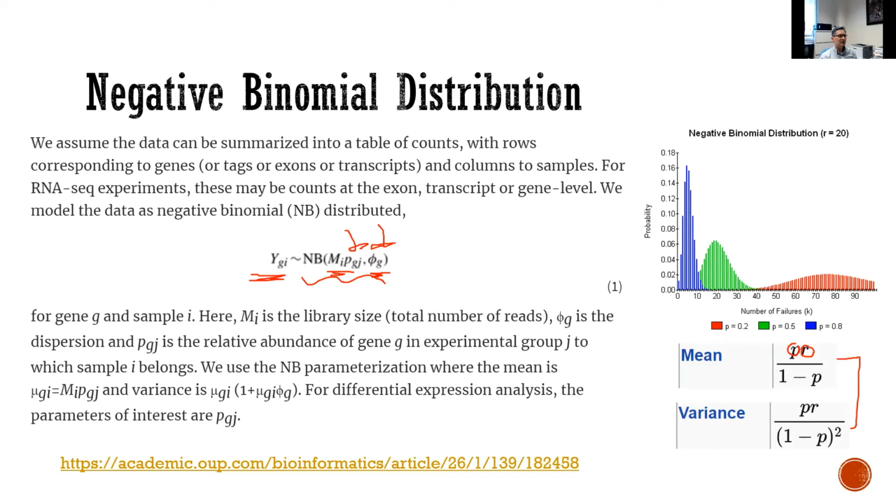So this is a plot for when you have an established R. R is fixed. Once you fix R and have a different P, you get a different shape of this distribution. So you have to find one of these combinations that gives the best fit for each gene's distribution among cells.